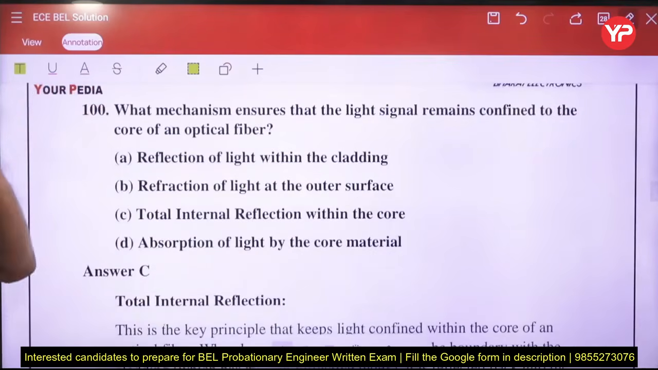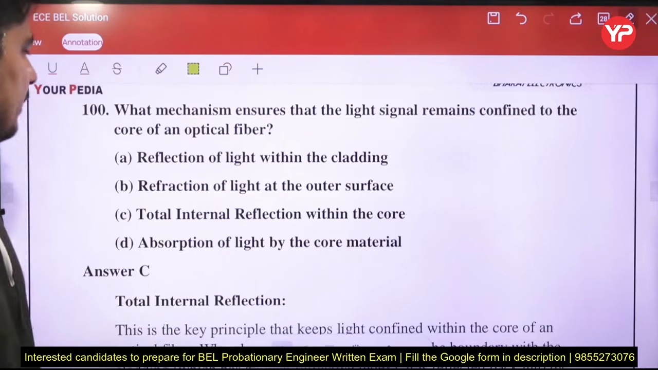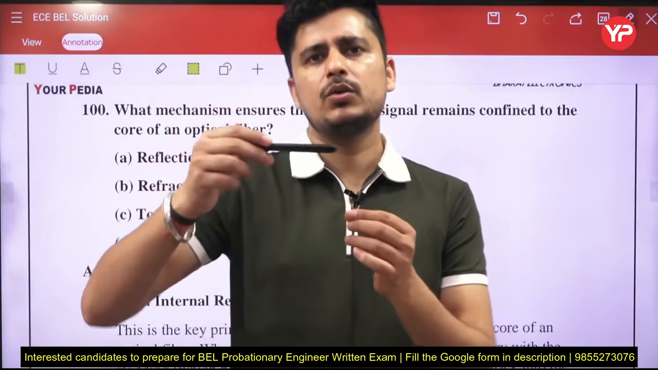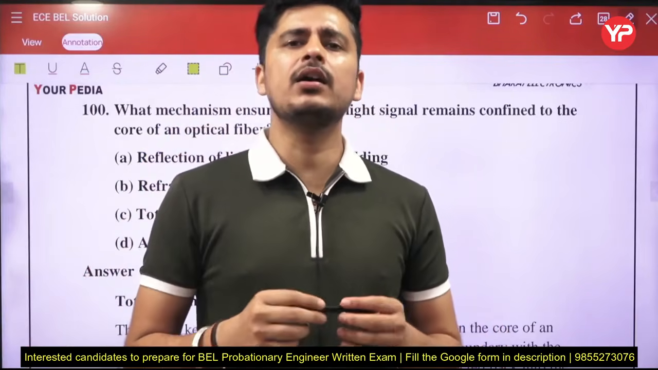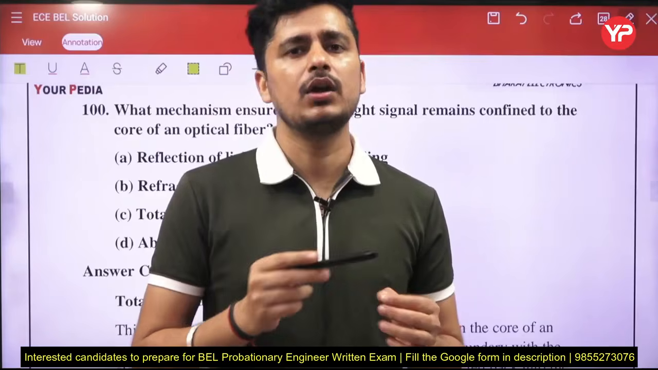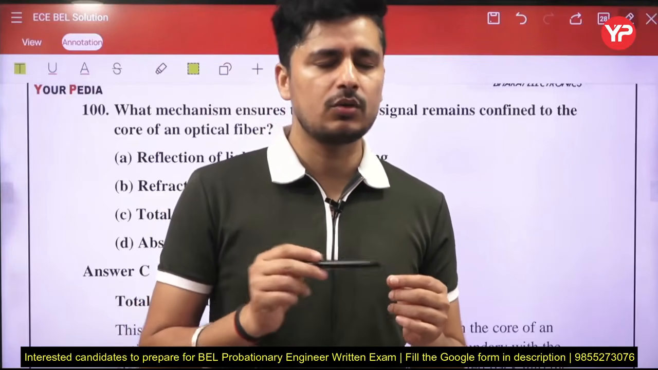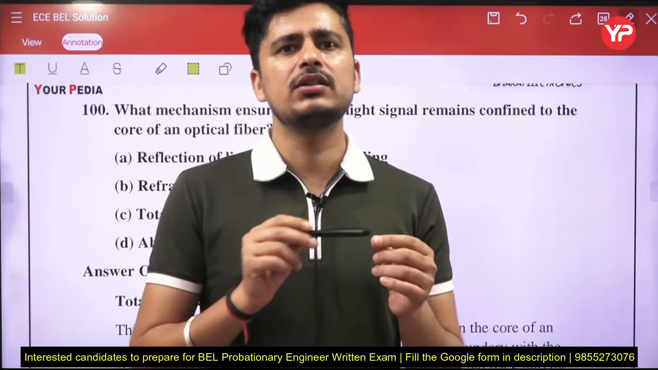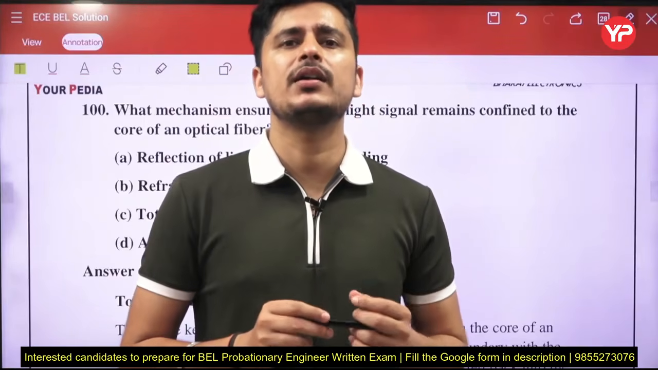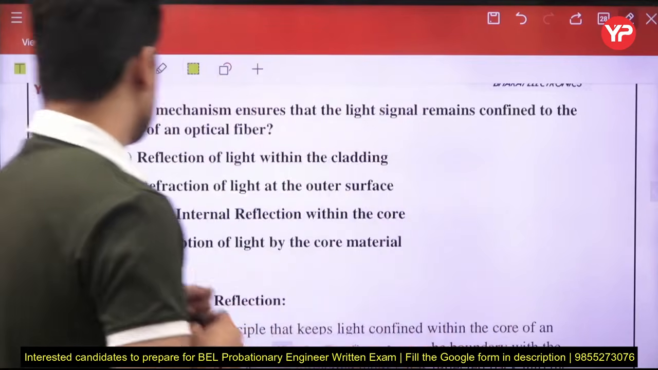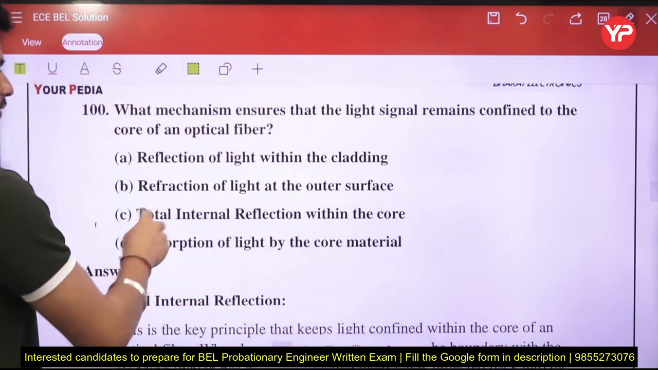What is the mechanism that ensures the light signal is transmitted confined to the core of the optical fiber? Basically, whenever we talk about optical fiber, it has two things, core and cladding, and the wave is traveling inside the core. Why does the light wave only travel through that core? The reason behind that is total internal reflection, right? The total internal reflection within the core.